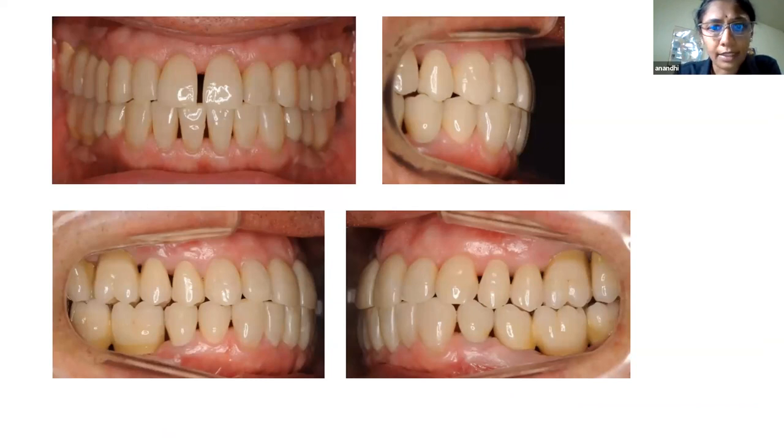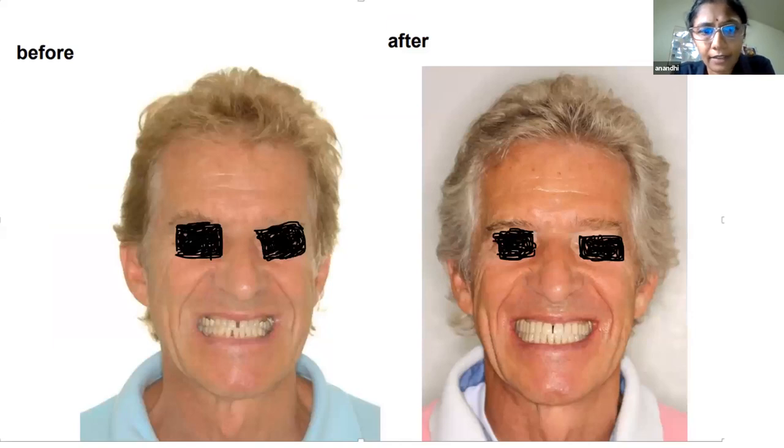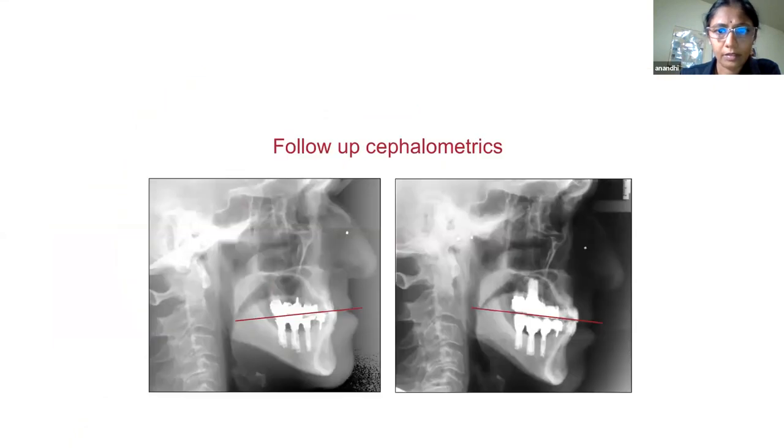Good occlusion, right, left, front. And you can see this is the before and after. You can see how his muscles are much more pleasant now from before to after. And even in the cephalometrics, you can see before and after, see the occlusal plane change. It was flat before. Now we changed the occlusal plane. And you can see how the anterior has good guidance.